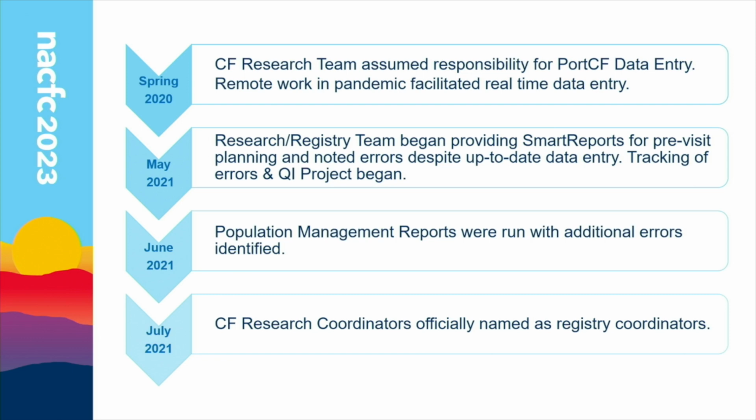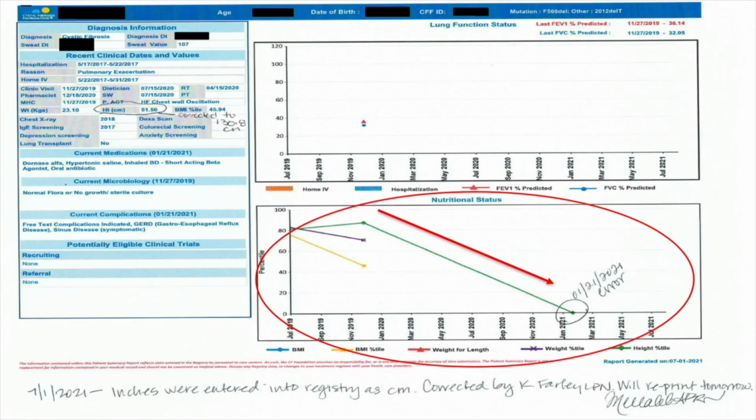And about a year after the research team took over data entry, the 2 research coordinators were named as our registry coordinators as well. That gave us really some ownership over it. It also made them even harder on themselves about wanting to know that the data they were putting in was correct. As research coordinators, we're used to having monitors look at our data and query us. And it was really frustrating, like, nobody's looking at this. We're the only ones looking at this.